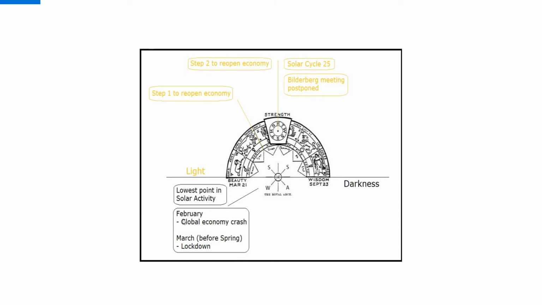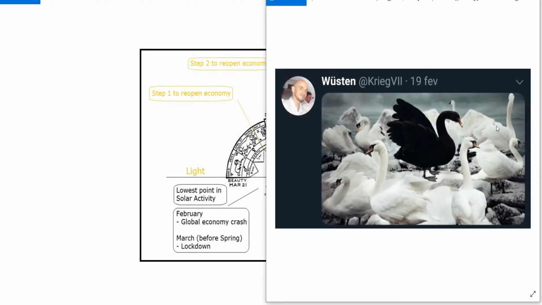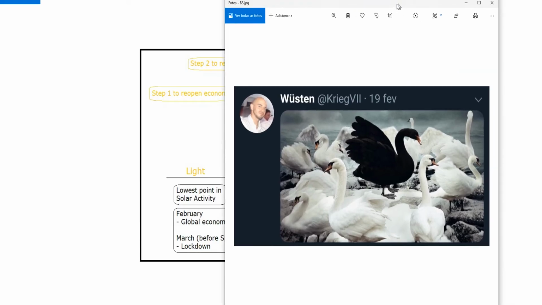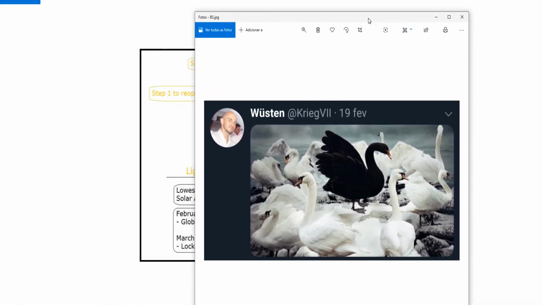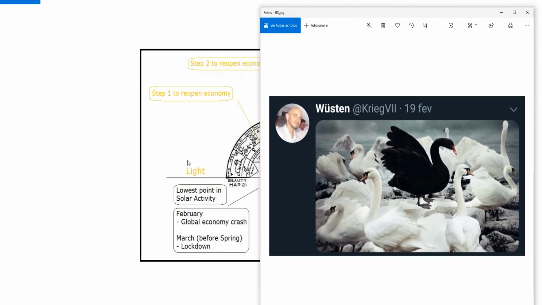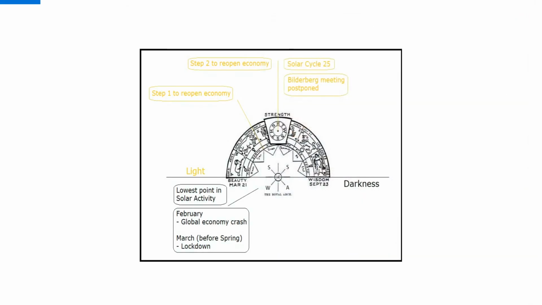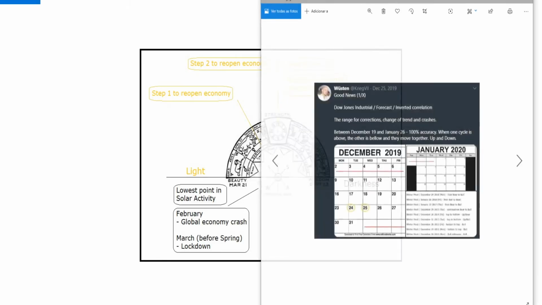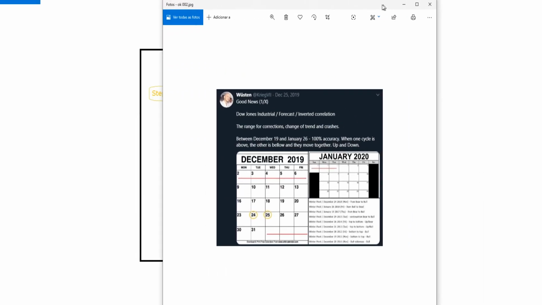Okay, but let's go. So February, global economic crash that I also highlighted back in, just give me a second. I have a full research here. Okay, as you guys can see, I posted this black swan on Feb 19, and we had the global crash just a little after. And also I was working on these guys here. Just a second in case you missed it.